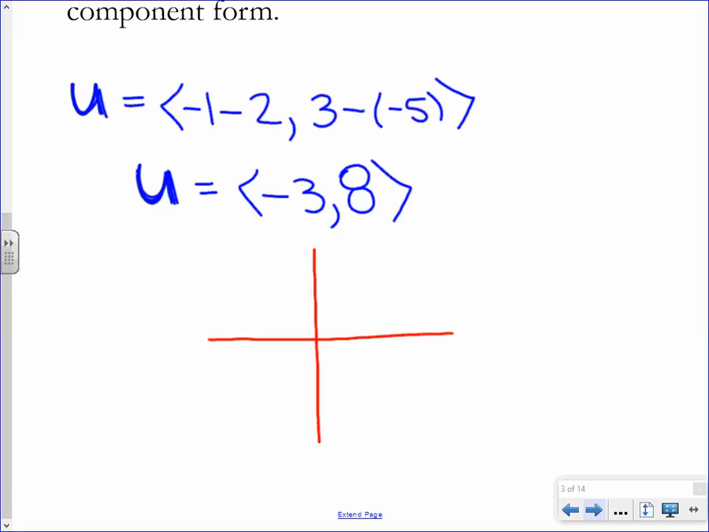Well, you'd want it to be in standard position, so you'd put the initial point at the origin, and then you'd move to -3, 8, and then that would be your terminal point. So here's -3, 8, which is now our terminal point. And so there's our vector in standard position. Okay? I know some of us were talking about plotting those 2 points to plot our vector, but in standard position, this is what our vector would look like.